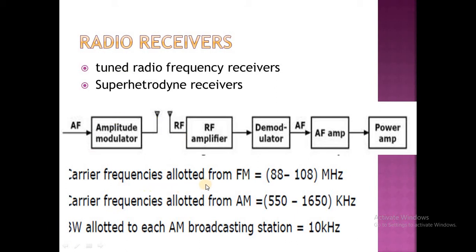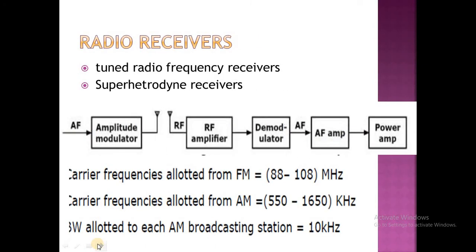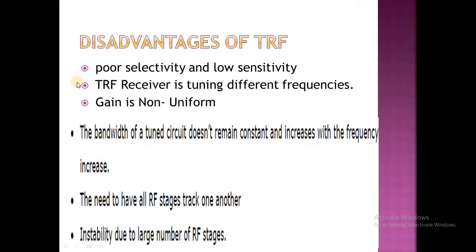Here the carrier frequencies allotted for FM is 88 to 108 megahertz and carrier frequencies allotted for AM is 550 to 1650 kilohertz. So bandwidth allotted to each AM broadcasting station in case of a tuned radio frequency receiver is 10 kilohertz only. Okay, and next one, disadvantages of tuned radio frequency receiver, that is TRF.